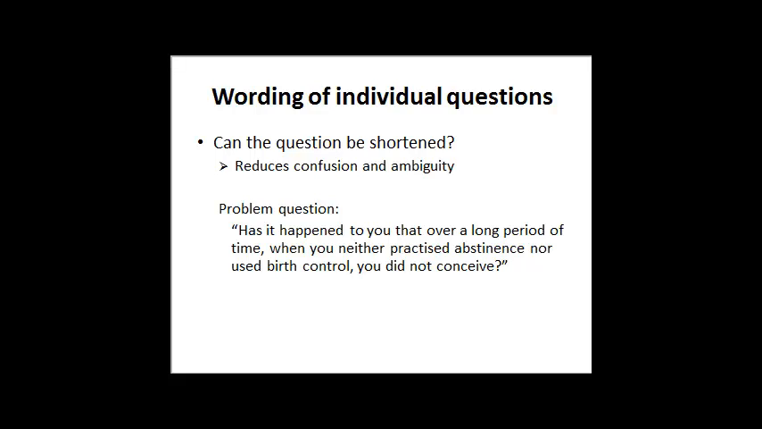Also, can the question be shortened? Because this would help reduce confusion and ambiguity. Now, a problem question is in this example here. Has it happened to you that over a long period of time, when you neither practice abstinence nor use birth control, you did not conceive? So what's wrong with this question?